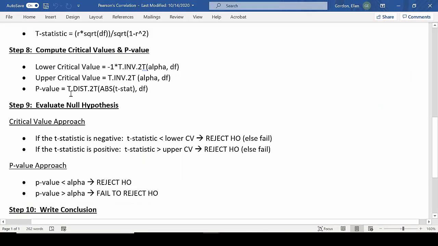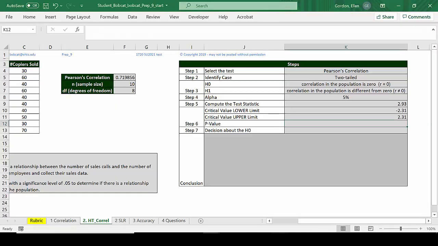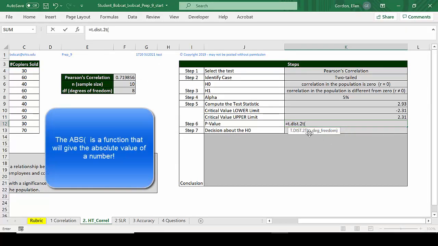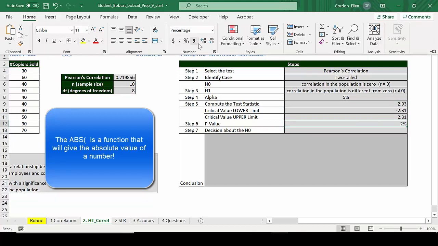Next is the p-value. We're going to use the t.dist.2t function. We're going to take the absolute value of our test statistic and then our degrees of freedom. So again, x is the test statistic, and we have to take the absolute value of our test statistic and then the degrees of freedom. I'm going to format this as a percentage, and I'm going to show 2 decimals.